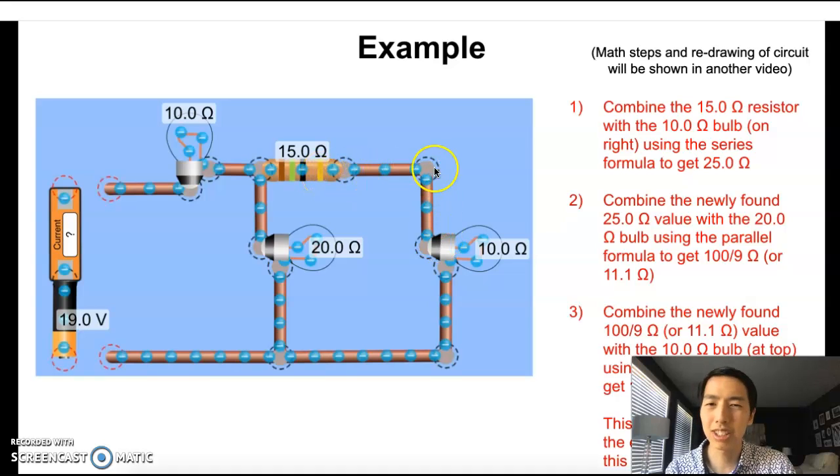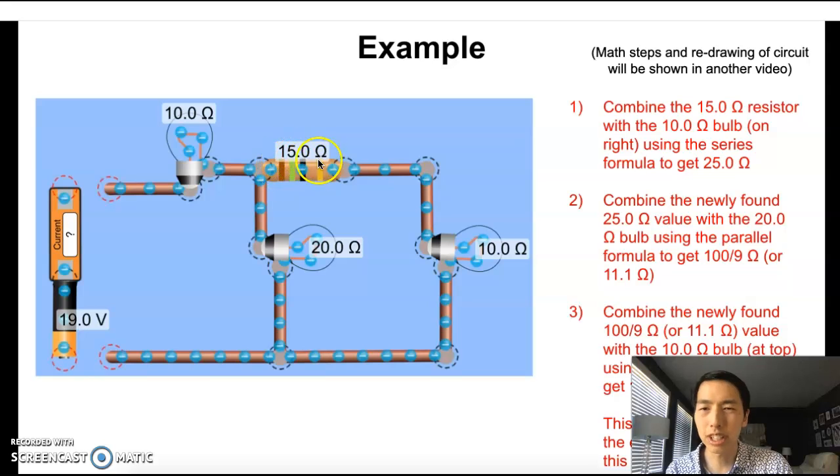So we just add these two together using the series formula, which is regular addition. 15 plus 10 is 25, and that's what I wrote here for step 1. So these two together make 25 ohms. Then I look for parallel pathways and combine them together.